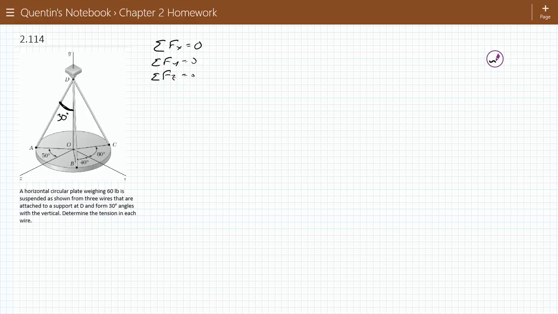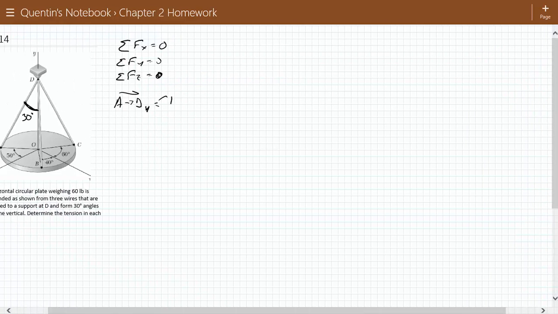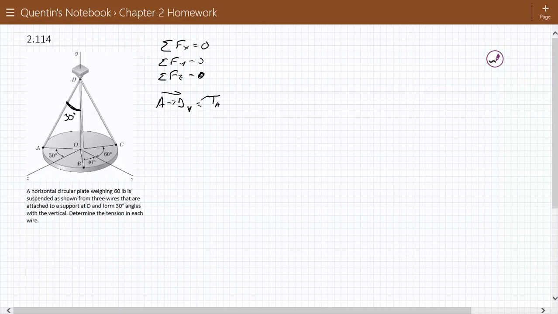Okay, so let's look at this. What is this going to look like? Well, if we take this object, it's 60 pounds, so there's 60 pounds going up. So what does that tell us? So let's look at the y component of each of these, okay? So from D to A, or A to D, right? What do we have? Well, the component in the y direction is just going to be T AD times, in this case, cosine of 30, right?